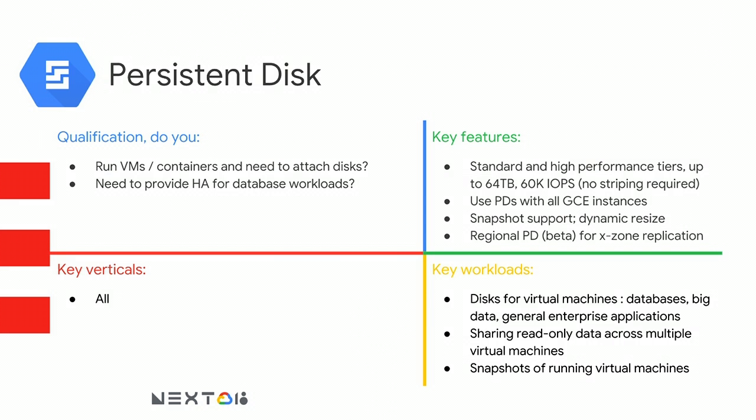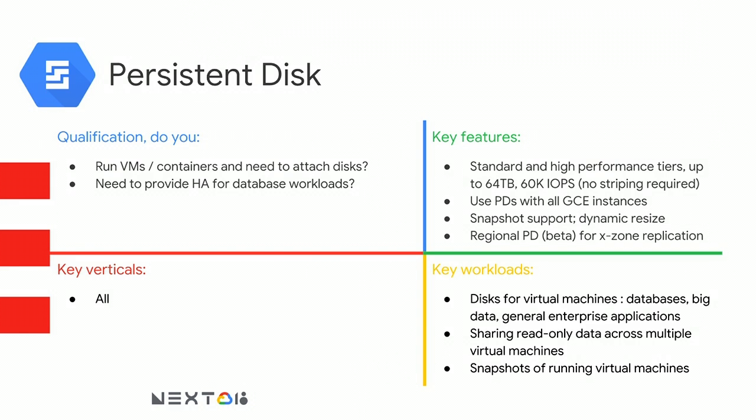Again, we make this super simple to use. We offer 2 tiers, standard and high performance tiers. With a single disk, you can scale it dynamically up to 64 terabytes. We're announcing at this event that you can go up to 60,000 IOPS on that. And again, one thing that's super interesting, super unique here is you don't need to stripe your disks to get the maximum performance out of the VM.